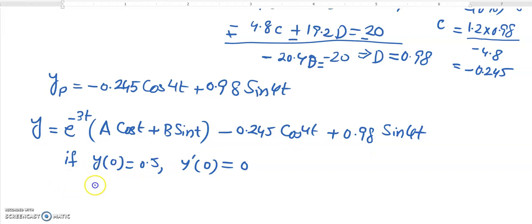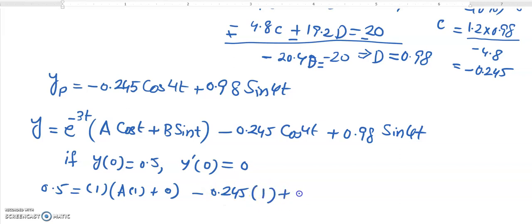y(0) is 0.5. So 0.5 is equal to e^(-3t), this will be 1, and then a times cosine 0, this will be 1 because cosine 0 is 1. Okay, and then the next term, sine 0 is 0, so this term will be 0. Then minus 0.245, this term will be 1. And then plus, the next term will be 0.